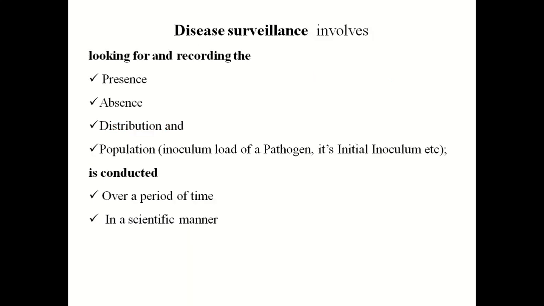Now, disease surveillance involves looking for and recording the presence or absence of the pathogen. It also records the distribution and the population of the pathogen, population in terms of inoculum load, the amount of initial inoculum present, and from where the disease started. Disease surveillance is conducted over a period of time and in a scientific manner by adopting certain scientific techniques.